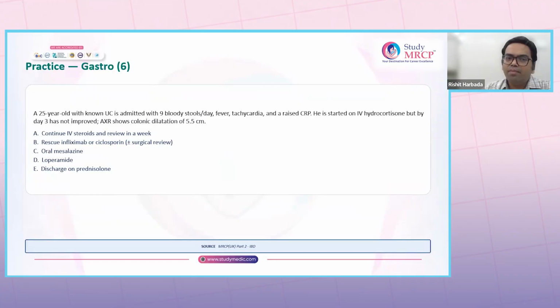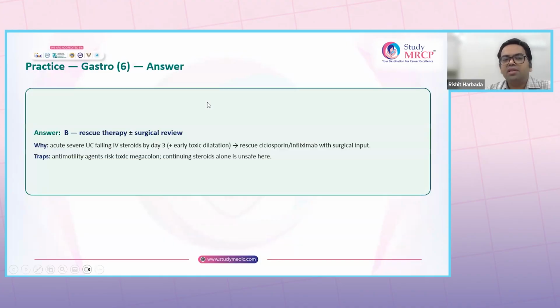So a 25-year-old patient is admitted with ulcerative colitis, with 9 bloody stools per day. He has fever, tachycardia, and a raised CRP. He is started on IV hydrocortisone. He has not improved, and the abdominal X-ray shows a colonic dilatation of 5.5 centimeters.